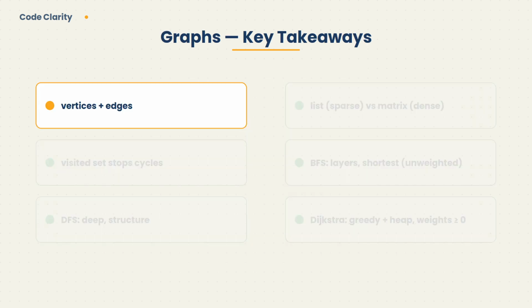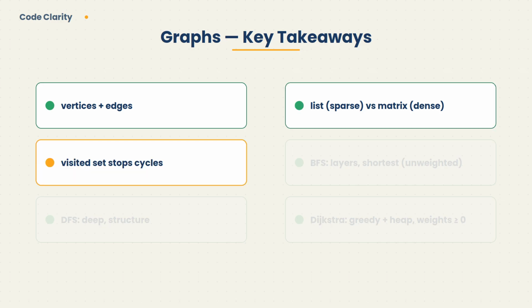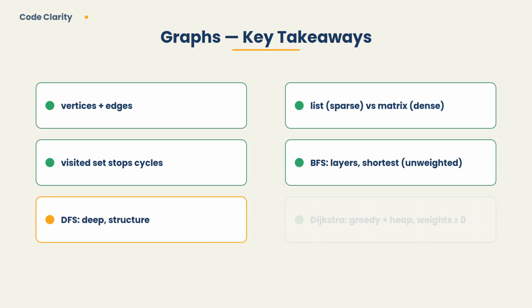To wrap up, a graph is vertices plus edges, the most flexible structure there is. Store it as an adjacency list for sparse graphs, a matrix for dense ones. Every traversal rides on a visited set, so cycles can't trap you. Breadth first explores in layers and gives shortest paths when edges are unweighted. Depth first plunges deep and answers questions about structure. For weighted shortest paths, Dijkstra settles the closest vertex each step using a priority queue, as long as weights aren't negative. Reach for a graph whenever your problem is really about things and how they connect.